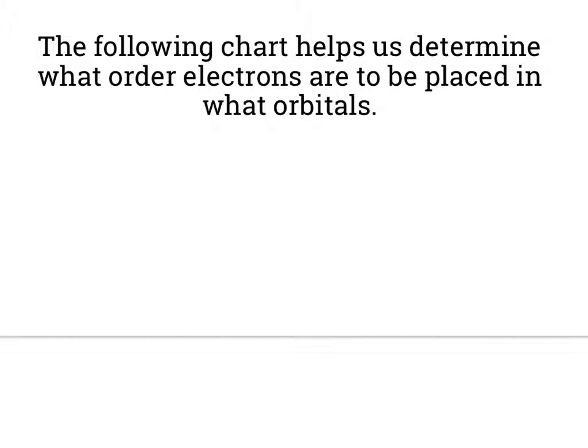So, the following chart helps us determine what order electrons are to be placed in what orbitals. You'll notice there's no chart, because I'm going to actually walk you through it. Well, actually, first I'm going to show you what it looks like, and then I'm going to walk you through it. And I recommend, if this is an issue, you watch and then practice. Don't write as I write something. You just literally watch me do it. First off, here's the chart.